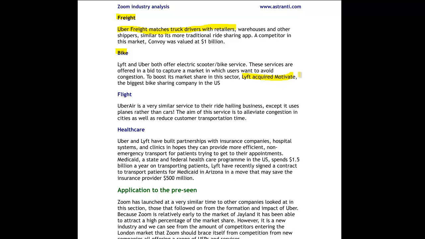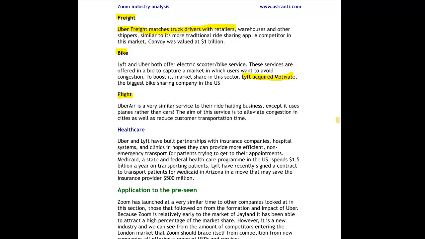Another opportunity for ride-sharing companies is through flight. Uber Air is working with various aeronautical companies to offer taxi flights. Again, similar to freight, this is very similar to the traditional ride-hailing business, but instead of using cars, as you can guess, it's using planes. A reason for this is that customers are going to be able to travel from city to city really easily, but it also means that hopefully congestion can be brought down in cities.